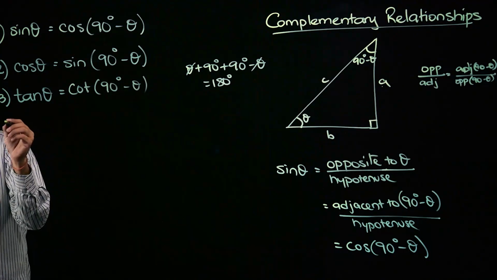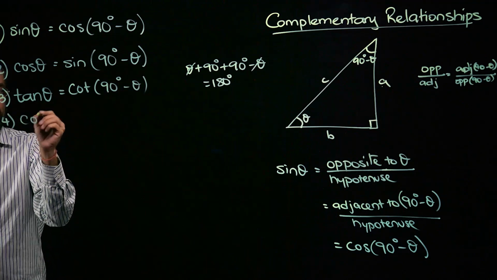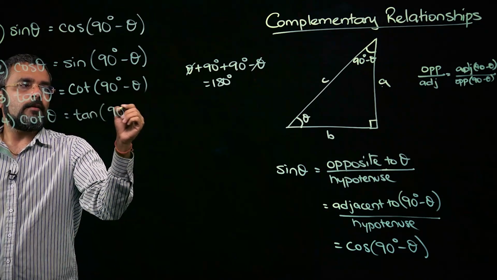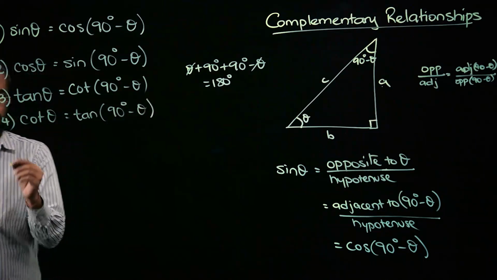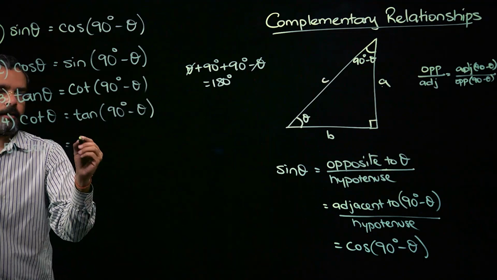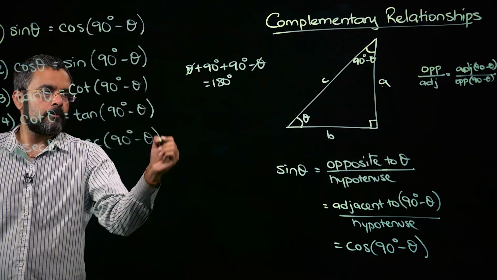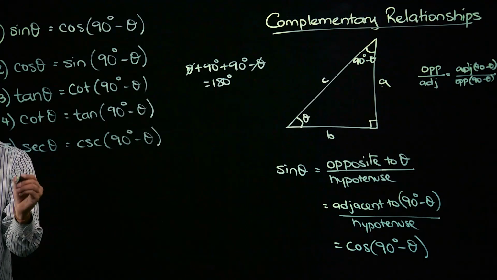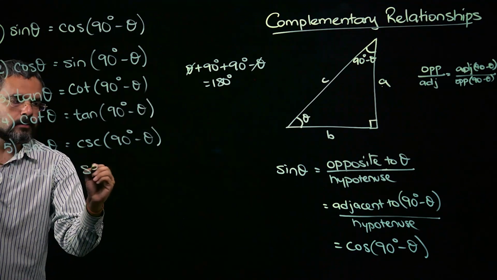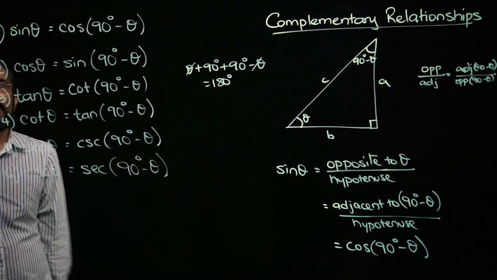In a similar way, we're going to have cotangent theta is tangent of 90 minus theta. Secant theta is cosecant of 90 minus theta, and cosecant theta is secant of 90 minus theta.